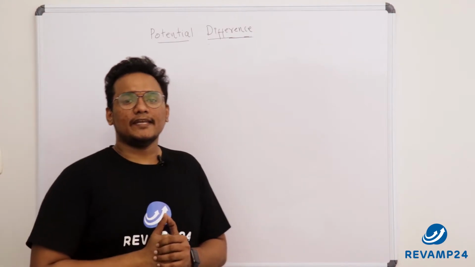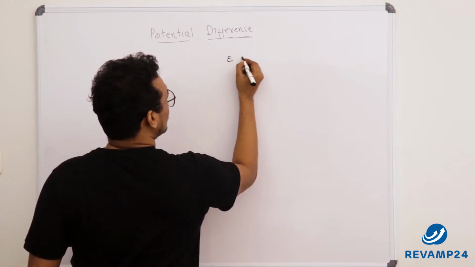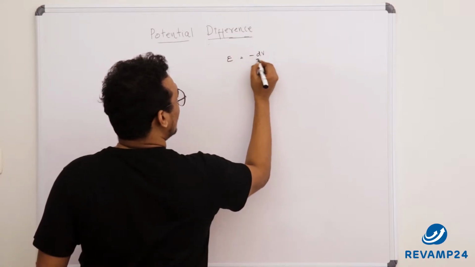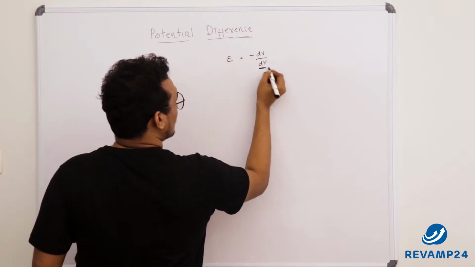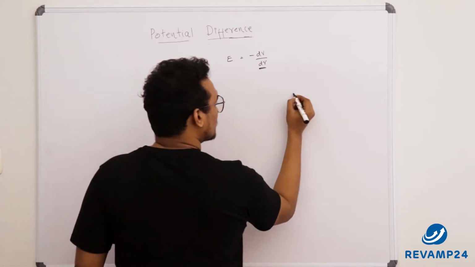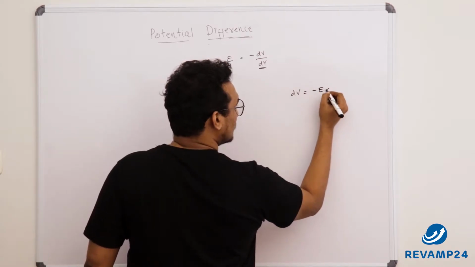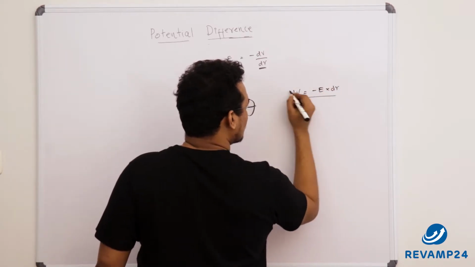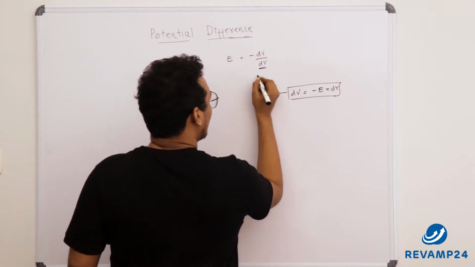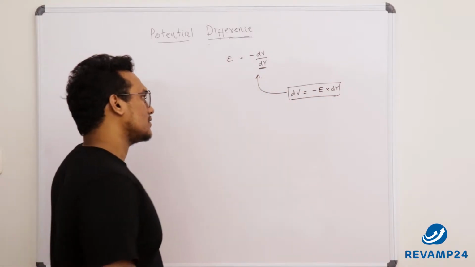We have learned an important relation. What is that? E is equal to minus dV by dr. From where have we derived this equation? The initial position was dV is equal to minus E into dr. From this equation, we derived this one just after rearranging the variables.